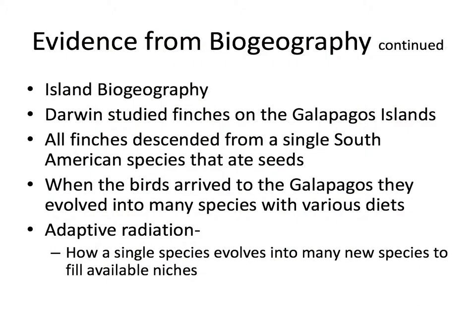Continuing with biogeography, Darwin studied finches on the Galapagos Islands, which are small birds. All of these birds descended from a single South American species that ate seeds. When the birds arrived on the different islands in the Galapagos, they each evolved into different species, and they became adapted to their environment and to the diet that they could find on that island. This is called adaptive radiation: how a single species evolves into many species to fill available niches.